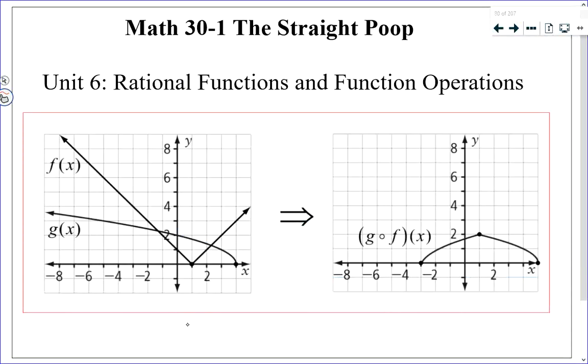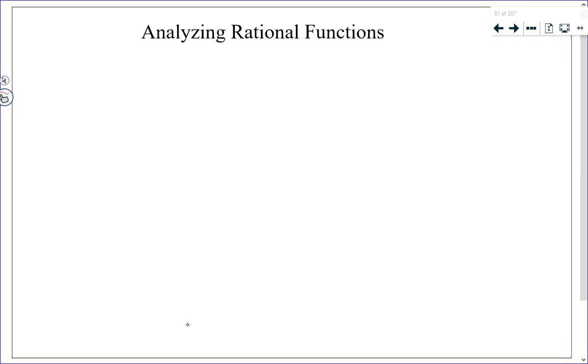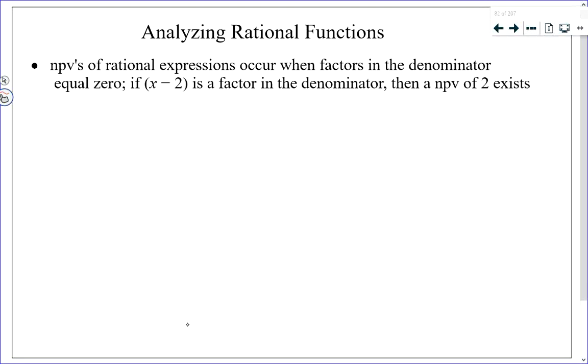Unit 6 is rational functions and function operations. We started off by analyzing rational functions. Rational functions are functions that contain polynomials over polynomials, and non-permissible values of rational expressions, or rational functions, happen when you divide by 0. So, a little tiny example: if you had x minus 2 as a factor in the denominator, then x is not allowed to be 2.